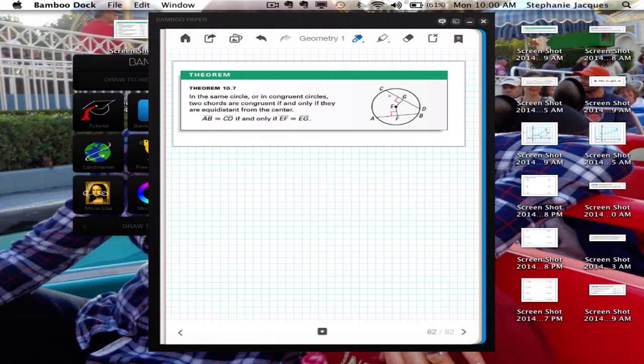In this case, they didn't really say that, they're saying it down here. So AB is congruent to CD if EF is congruent to EG. That's all you need to know today, and we'll work on it tomorrow.